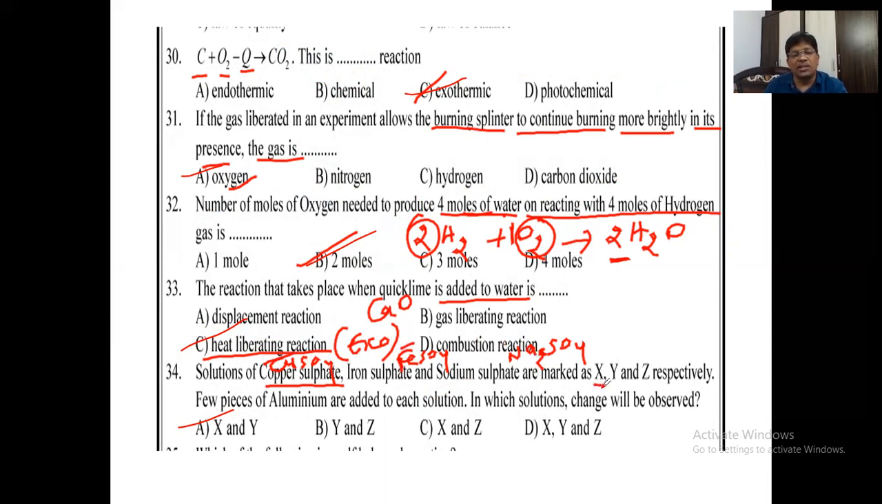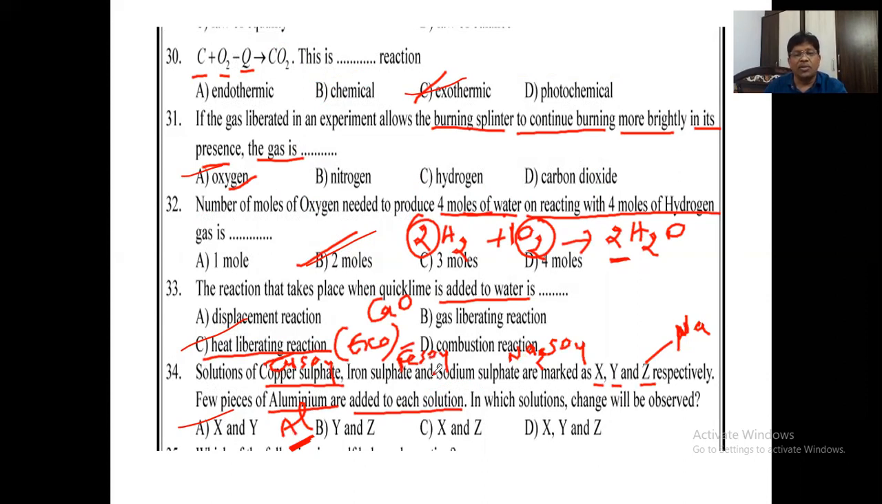Marked as X. X is copper sulfate, Y is iron sulfate, Z is sodium sulfate. Now Z is what now? Sodium. Okay. Now few pieces of which element? Aluminium are added to each solution. Now aluminium is more metallic than what? Copper and iron. Aluminium is more metallic than copper and iron, but aluminium is less metallic than sodium. So aluminium cannot displace sodium, whereas aluminium can displace copper and iron.